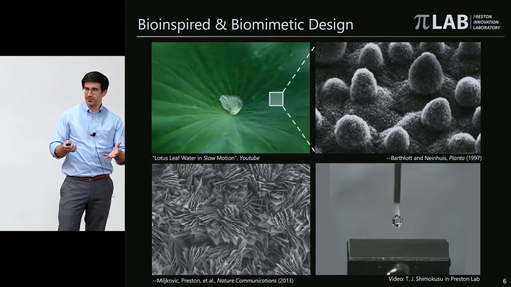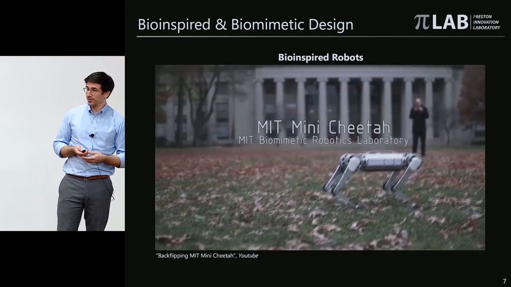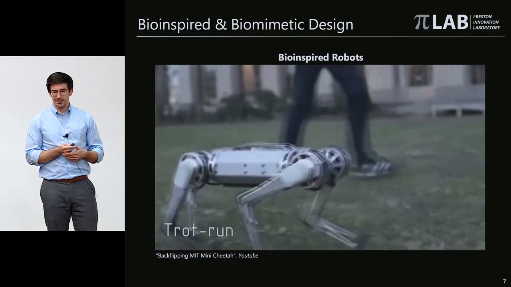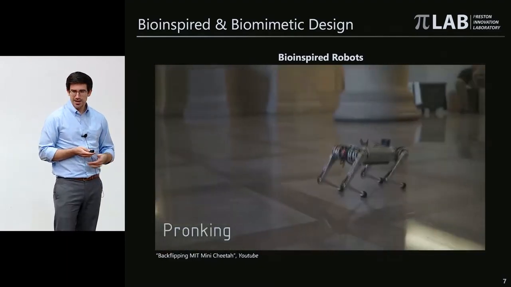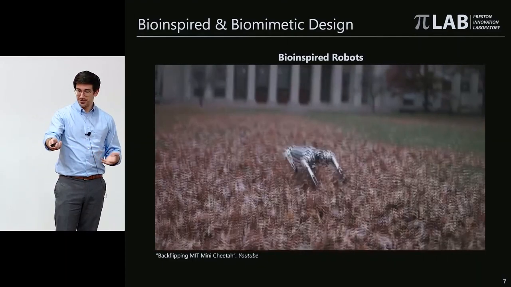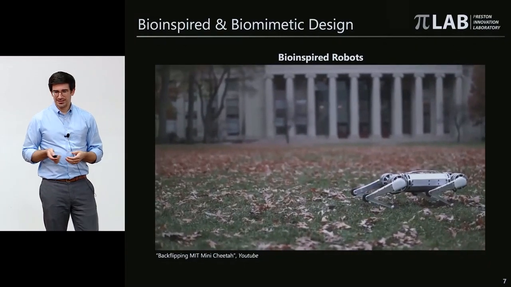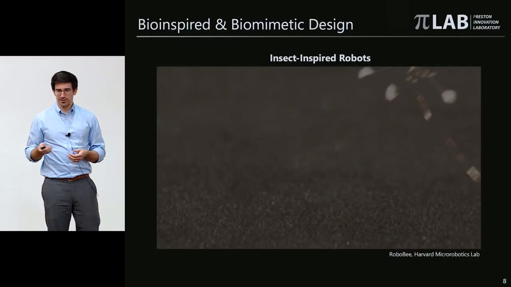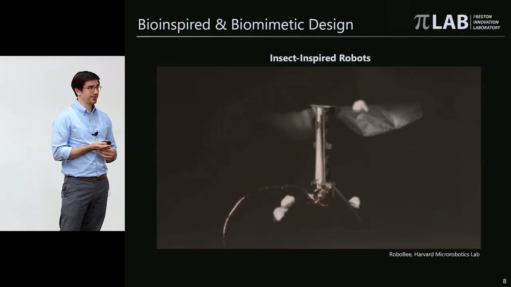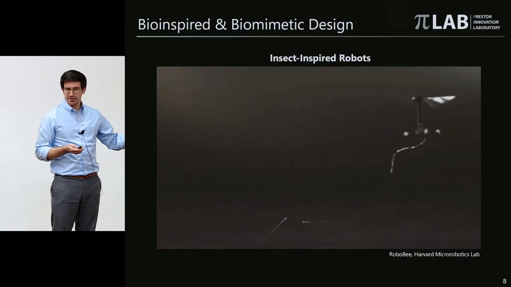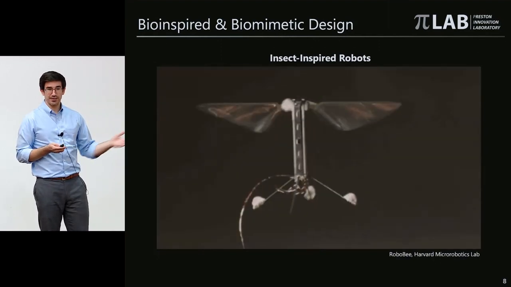This is true not just for interfacial phenomena, but also for robotics. So folks at MIT have developed this cheetah that can run around and go through these leaves and do a backflip, right? And over at Harvard, they've been working on this robo-bee inspired by nature as well, very small scale, and they've recently demonstrated even untethered flight.